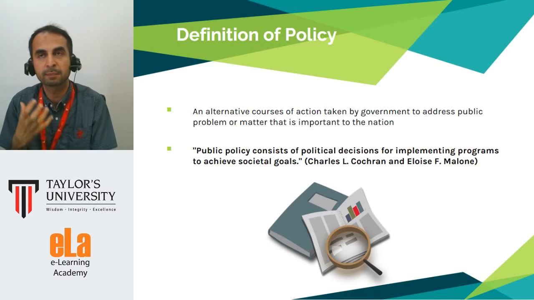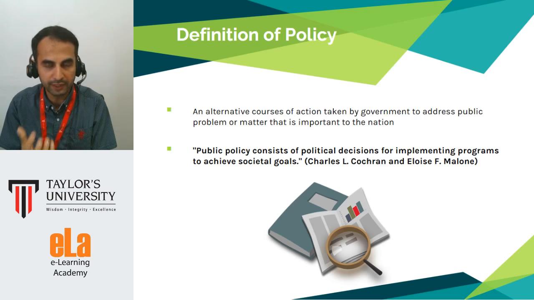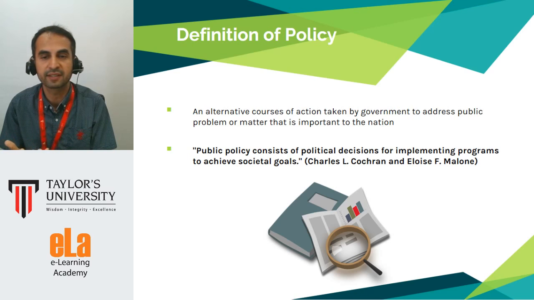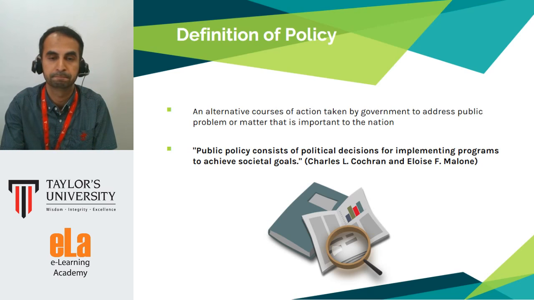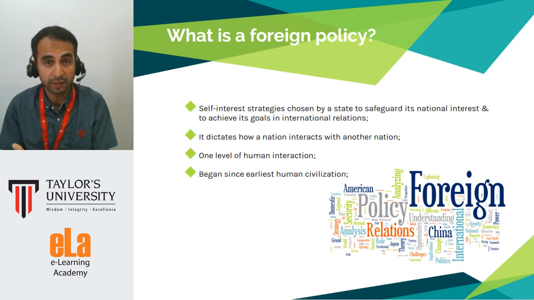And basically, policy is addressed by the government to solve a specific issue. Not only that, policy is also formulated by the government in order to introduce new programs or perhaps to fulfill the demands of the people. And as discussed by Charles and Eloise, public policy consists of political decisions for implementing programs to achieve societal goods. Okay, so we are already clear what a policy is all about.